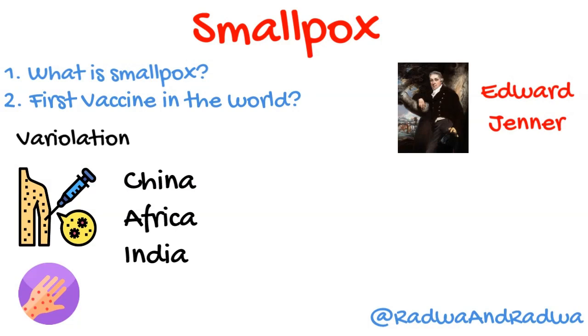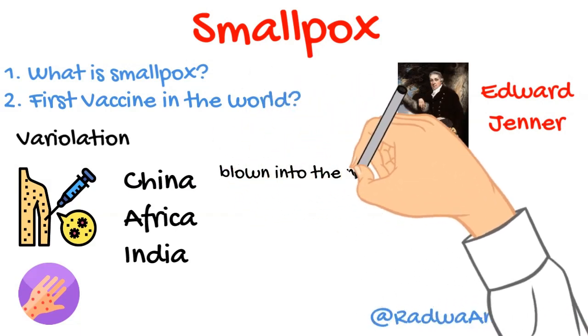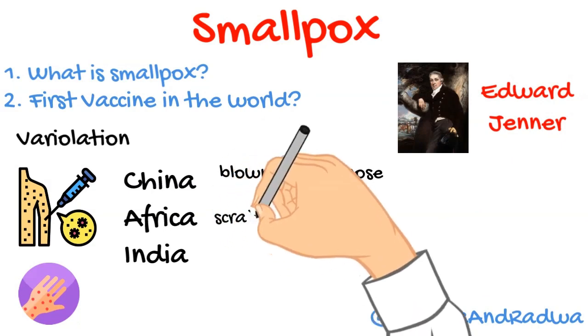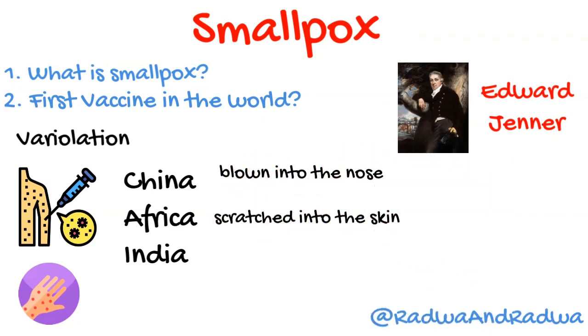So for example, in China, it was reported that the material from the blisters was ground and then it was blown into the noses of healthy people. But then in other places, that material was scratched into the surface of the skin of a healthy person. So this practice then moved to the Ottoman Empire and from there to Europe.